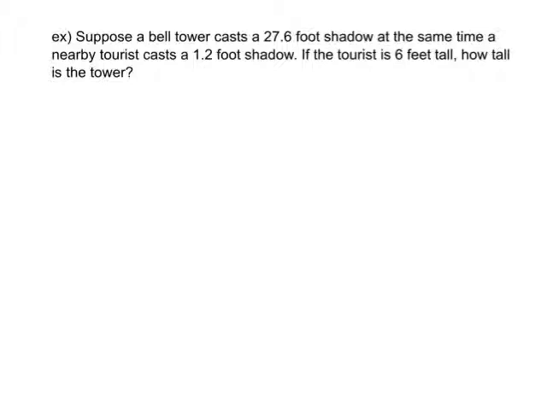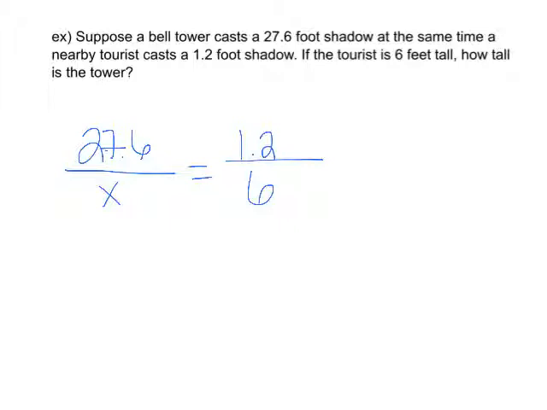So I'm going to set up a proportion, and if I have that the bell tower is casting a 27.6 shadow, I'm trying to find its height, so I can just set that over x. And I want shadows to be on top, so I'm going to put 1.2 from my tourist, and he is 6 feet tall. So I have my shadows and my height, and then this would represent my bell tower, and this represents my tourist.